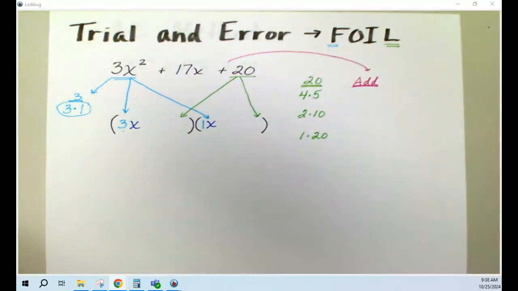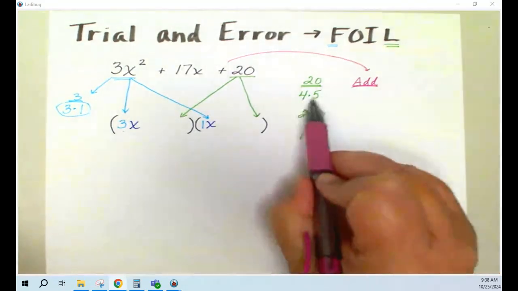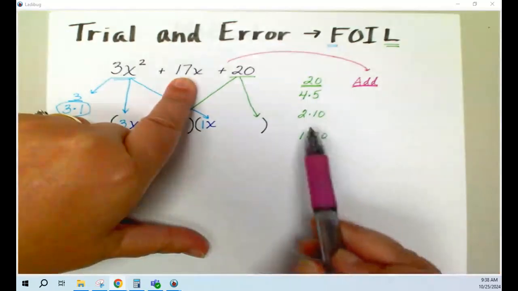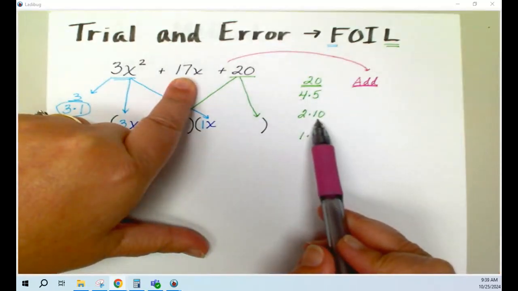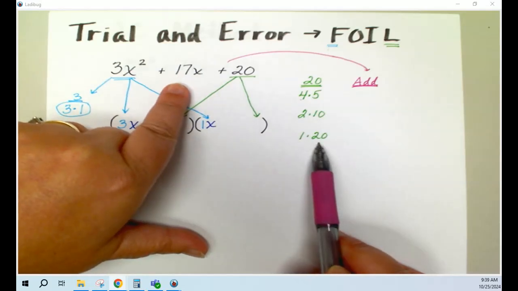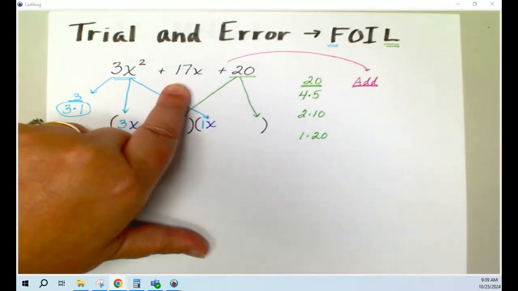But do you know something about this? If I take 4 and 5 and add them, I'm not going to get 17. If I do 2 plus 10 and add it, we're not going to get 17. If we do 1 plus 20 and add them, we're not going to get 17.